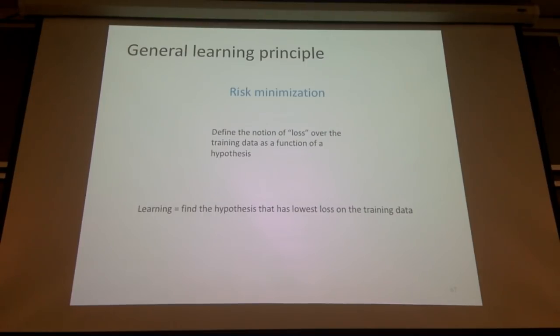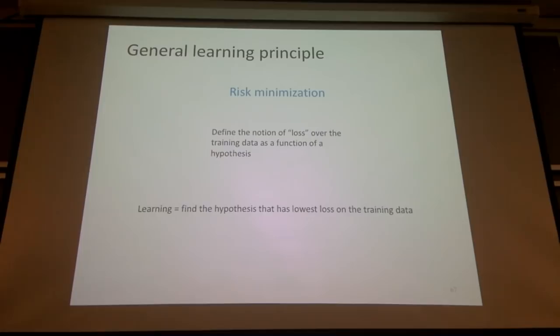Usually this loss is defined on a per example basis, and the loss on the data is the sum of the losses, or essentially the average of losses over the entire training set. So a principle for learning here is to find a hypothesis that minimizes loss. Now, the risk with just doing this is that nothing prevents overfitting.